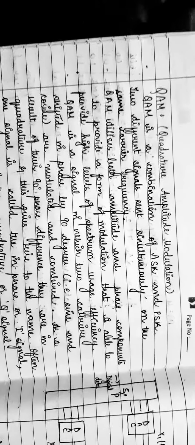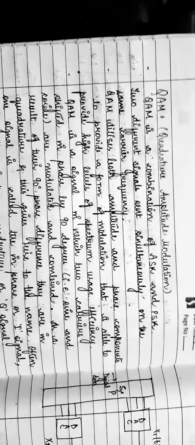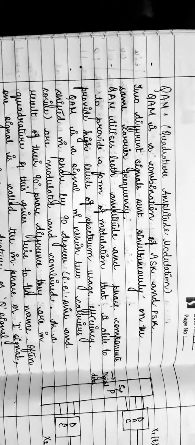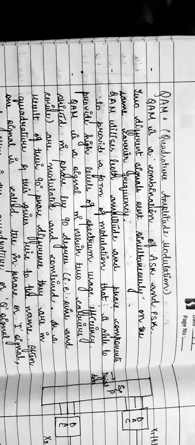In today's lecture, we'll discuss QAM, that is quadrature amplitude modulation. Basically, QAM is a combination of ASK and PSK signals. That means two different signals will be sent simultaneously on a single same carrier frequency.